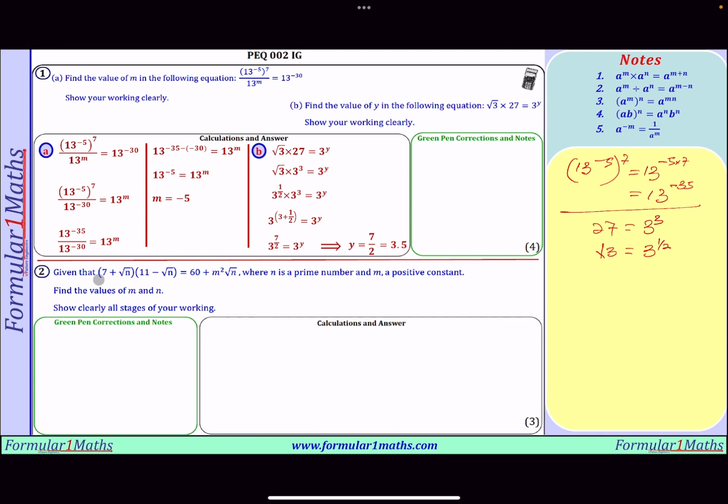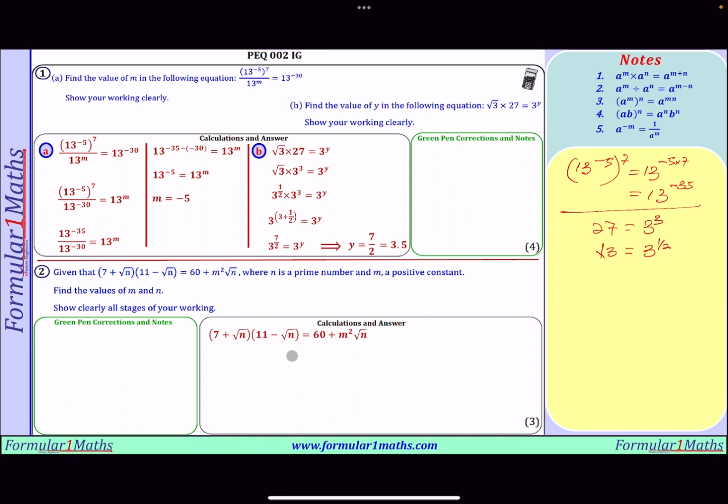Question 2. Given that 7 plus root n times 11 minus root n is equal to 60 plus m squared root n, where n is a prime number and m is a positive constant, find the values of m and n. Show clearly all stages of your working. So the first thing to do is to expand the left-hand side of this equation.